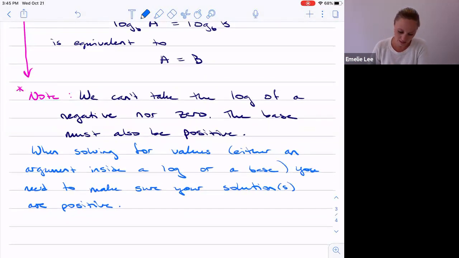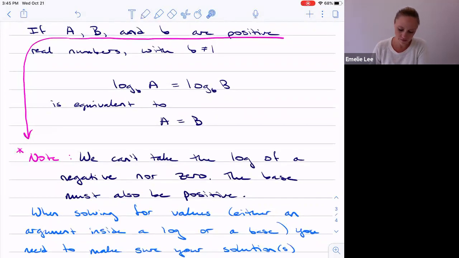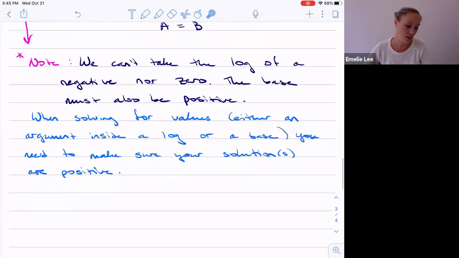So even though it kind of stemmed out of a basic fact, this part is really, really important. Any argument that you plug in there, any base has to be positive, which does not include 0. Okay.